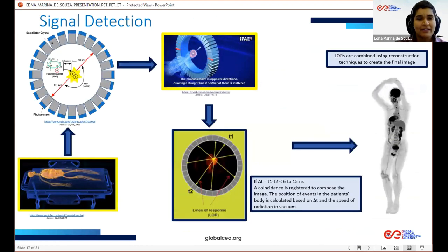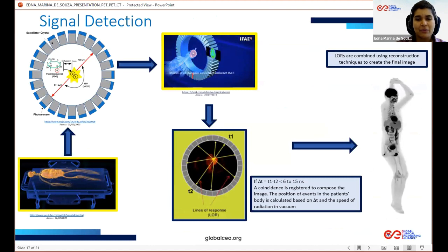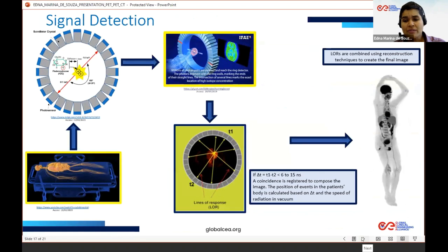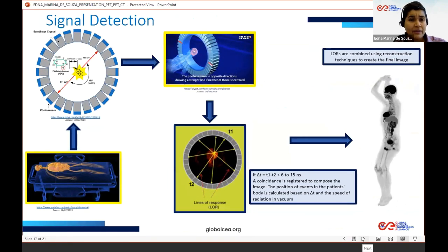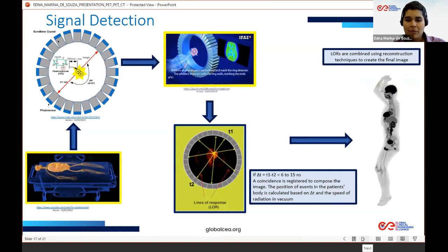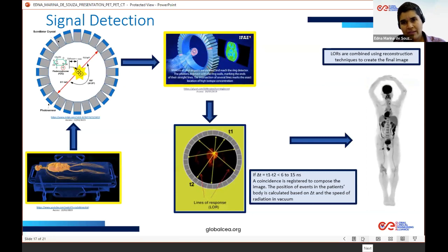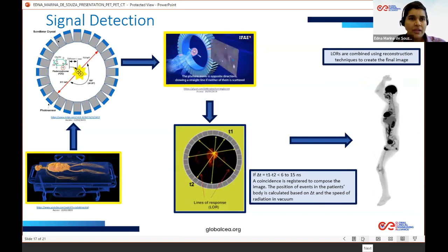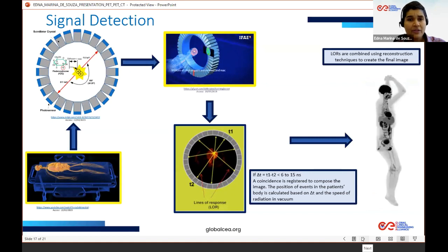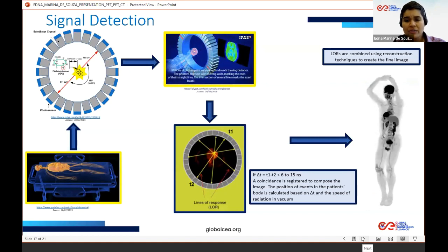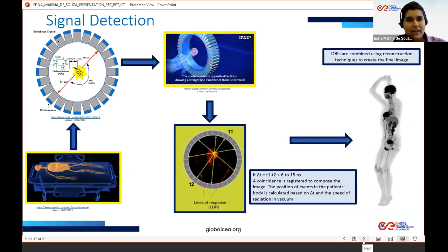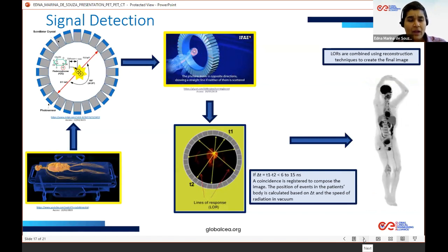Finally, pairs of the gamma rays are detected by the scintillator crystals present in the scanner. Thousands of detectors capture the gamma rays in coincidence and decode the information, creating then a metabolic image of the body. In case of FDG, a glucose metabolic image, as we can see on the last figure, right?